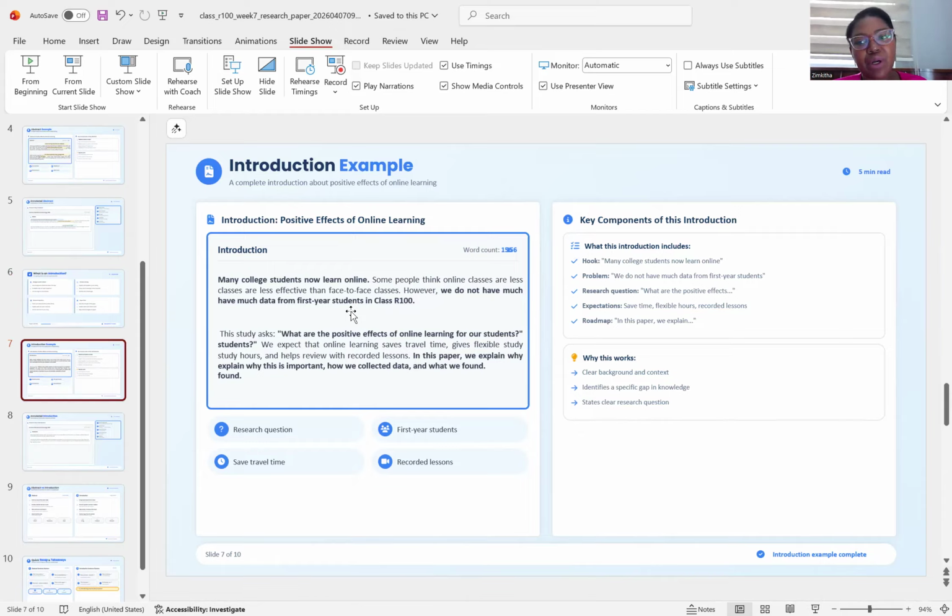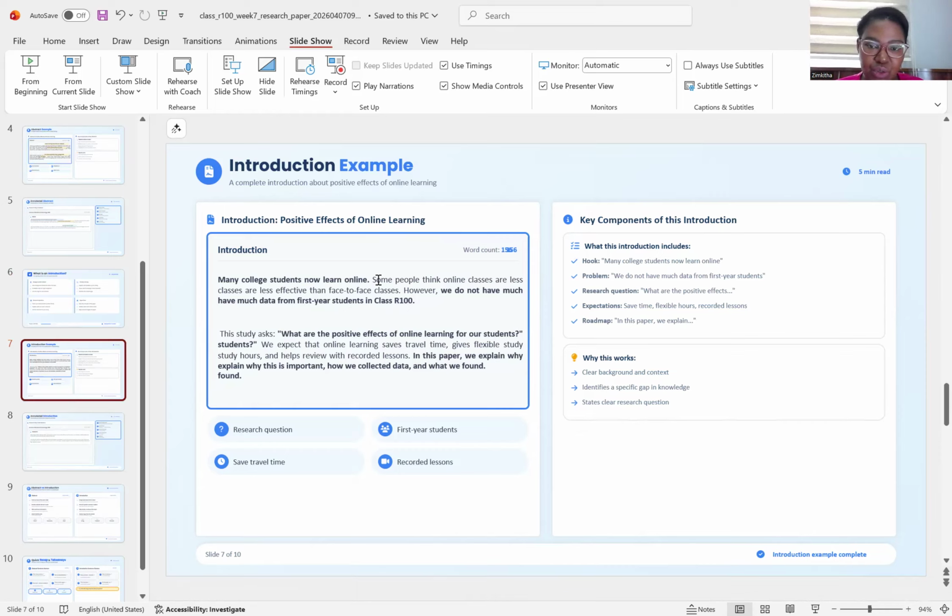A research paper does not need an attention-grabbing hook. You're not here to grab attention, you are here to represent research. So as you can see here, the hook is, many college students now learn online. From that hook, I can automatically see where we're going. We're going to talk about online, so it's about digital platforms, and we're going to talk about college students. So, two important things, all right?